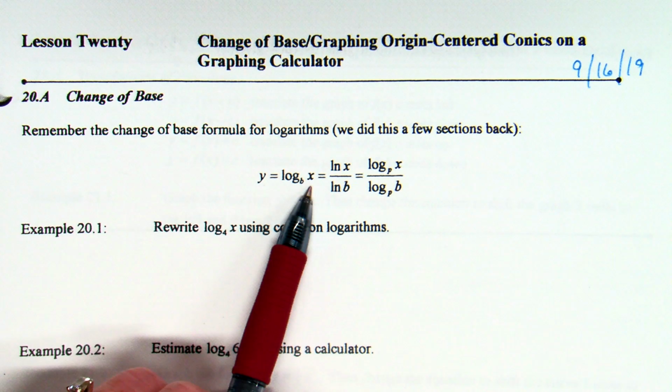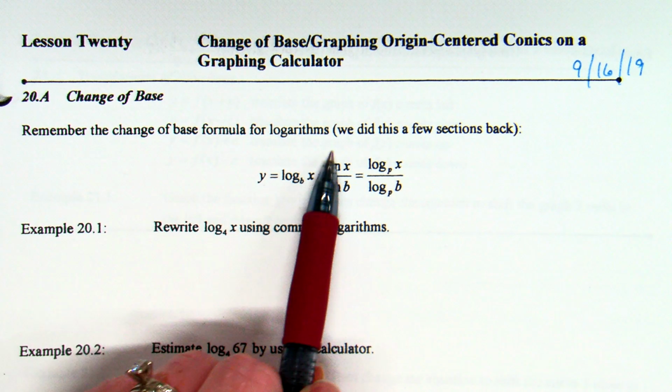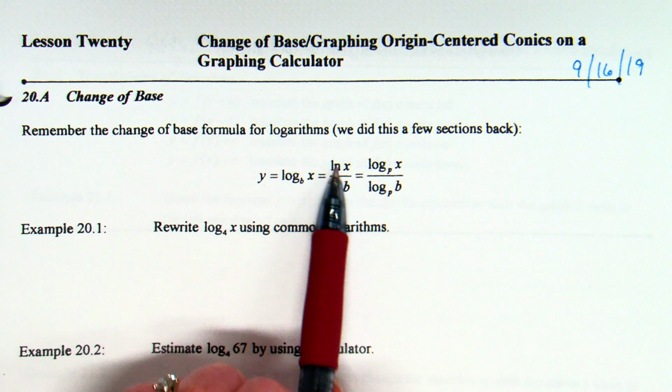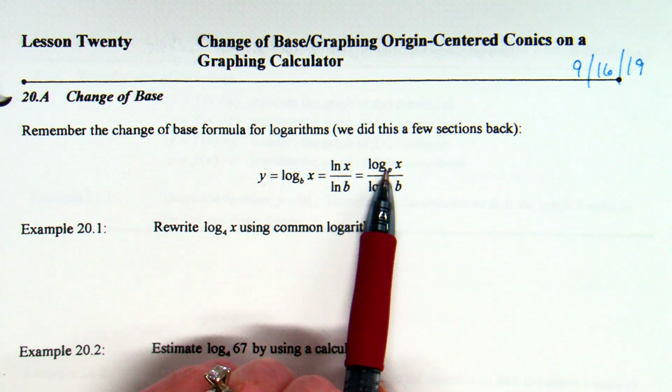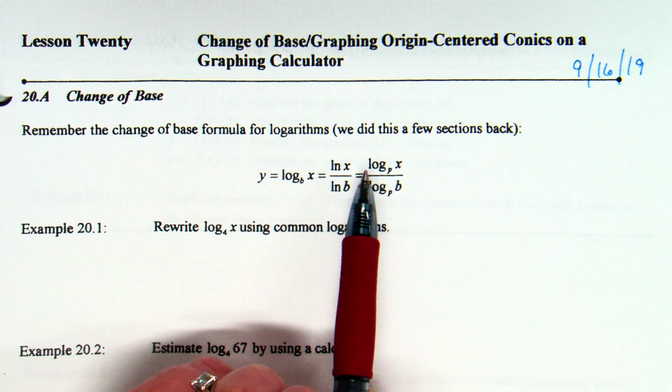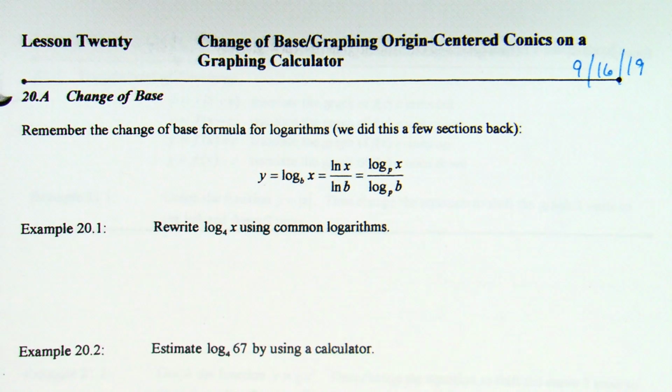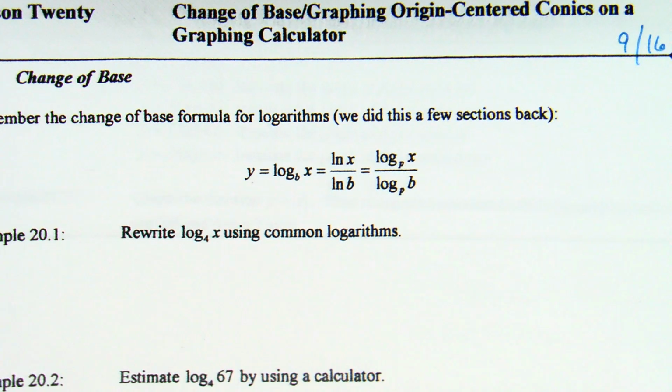If you have log base b of x, it can be rewritten one of two ways. You can either rewrite it with natural logs. So it's the natural log of x divided by the natural log of b. And notice these logs are both natural logs, so they're both e. Or you could rewrite it as a log where you pick the base, it would probably be base 10. So it can be whatever base you want, but log base p of x divided by log base p of b. So if you're asked to rewrite something using common logs or rewrite it using natural logs, there's just miscellaneous uses for it, really. Okay?